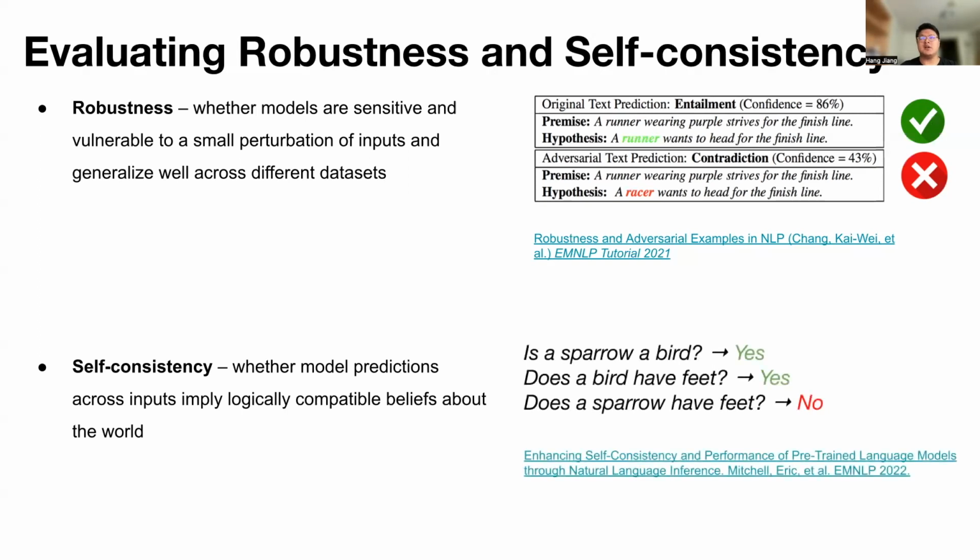Another case that shows the self-consistency concern: is a sparrow a bird? Yes. Does a bird have feet? Yes. But when you ask the model, does a sparrow have feet? It says no. So it is not logically consistent with what it said before. And there are some ways to enhance self-consistency and performance of language models.